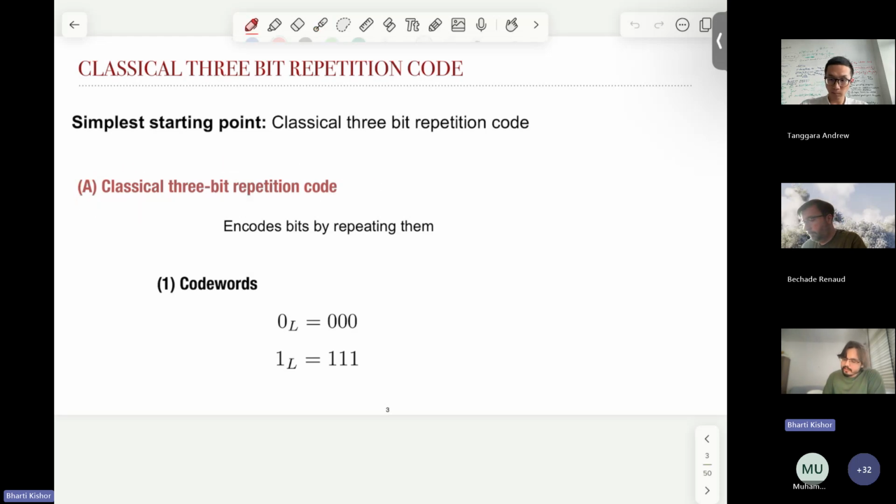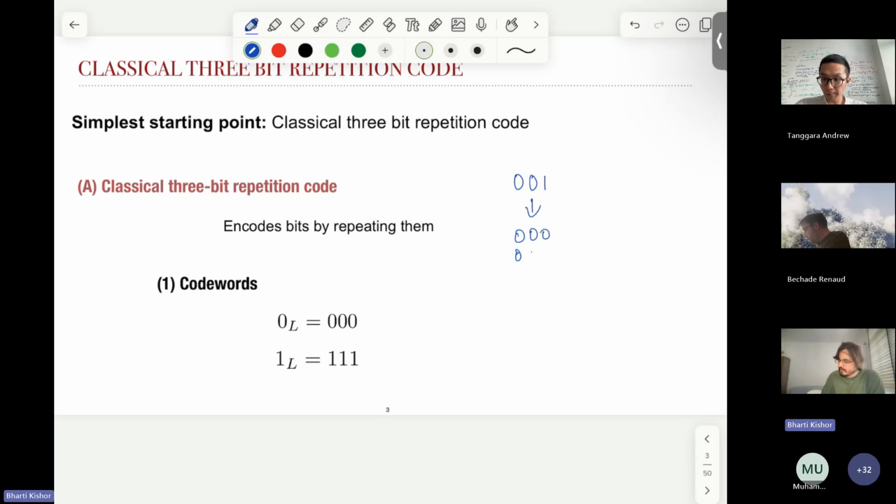Repetition is one approach through which you can use redundancy to protect against error. Let's say you have some message written as bits 0 0 1. What you can do is repeat the message: you repeat the first 0 three times, the second 0 three times, and the 1 three times. So it becomes 0 0 0 0 0 0 1 1 1.